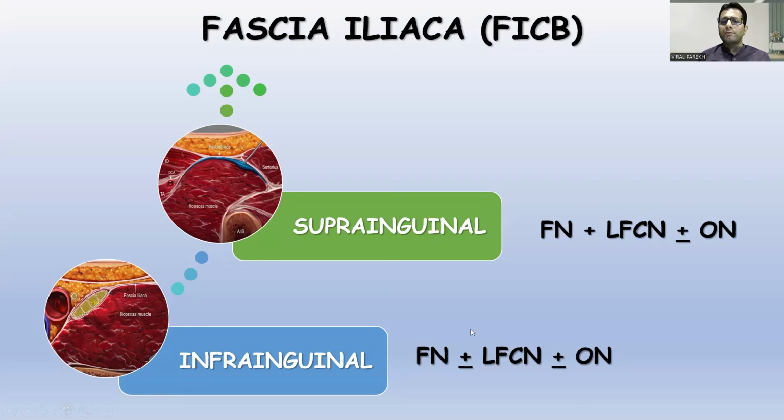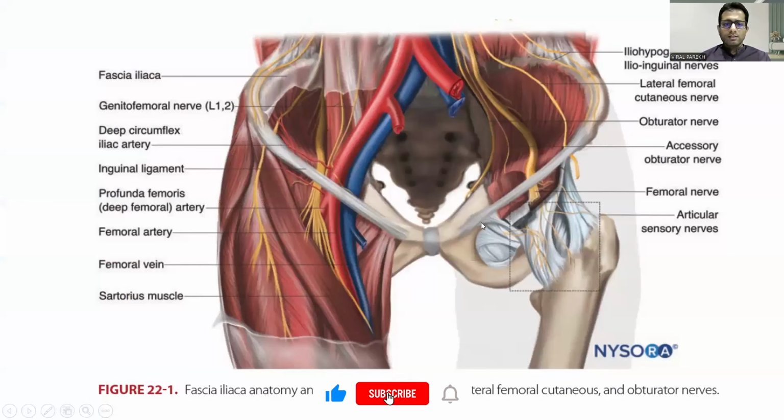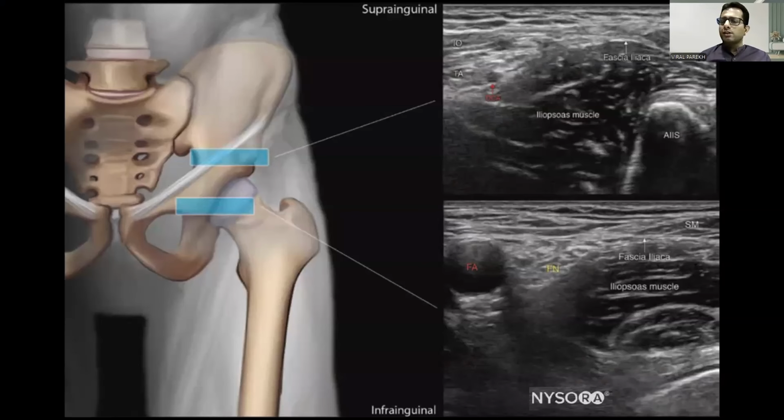This is because the lateral femoral cutaneous nerve lies above the fascia iliaca and beneath the fascia lata below the inguinal crease. So as we can see in this image, at this level, if we give the drug, it will be the suprainguinal fascia iliaca, and below the inguinal ligament, it will be the infrainguinal. This is the ultrasound probe position, which shows the image.